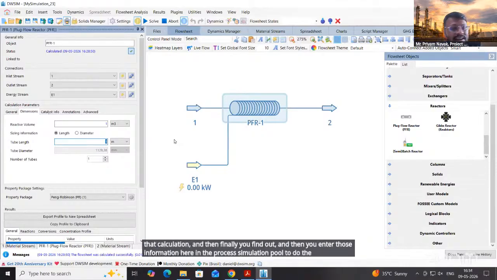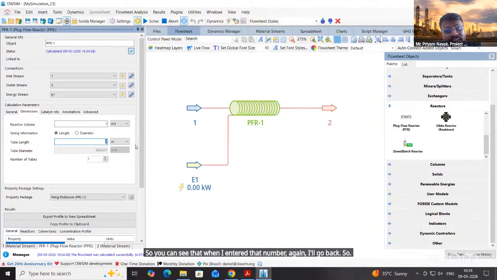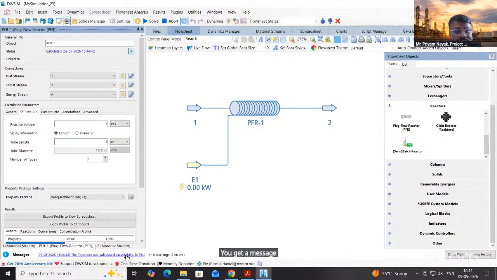Let's say I have a reactor volume of 1 meter cube. I don't know what the result will be, I'm just giving a random number. And then I have a tube length of 5 meters. When I entered that number, it is in green, which means the calculation is happening. If the simulation is successful, it will turn all blue, and at the bottom you get a message which says flow sheet was calculated successfully.